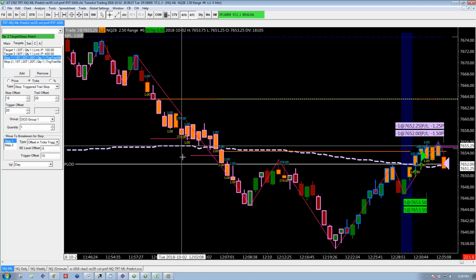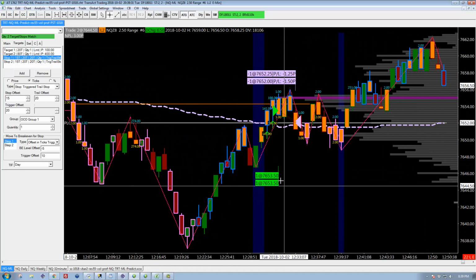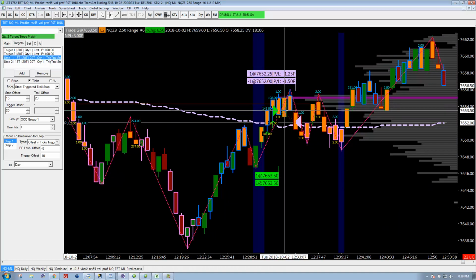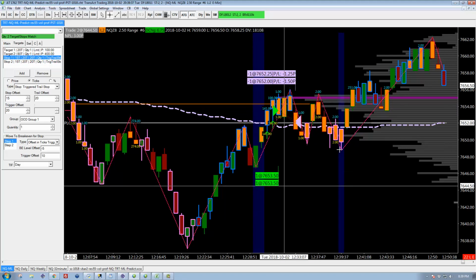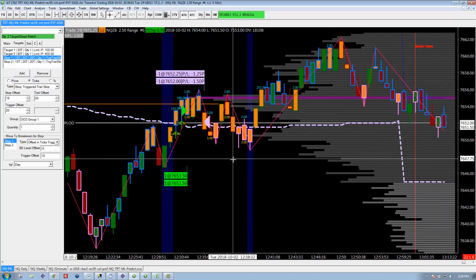274 is too aggressive. That's why we're not taking that trade. And then we get long here and take a small loss. So that's what's bringing us back down to 60.